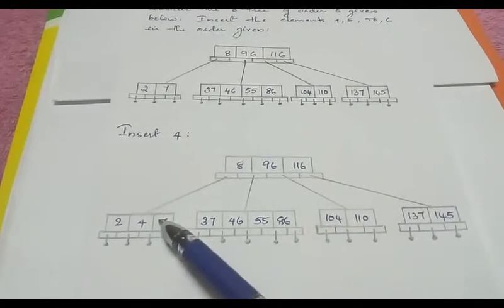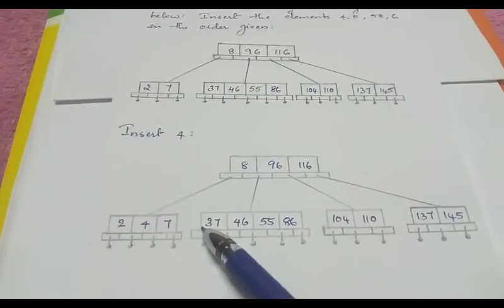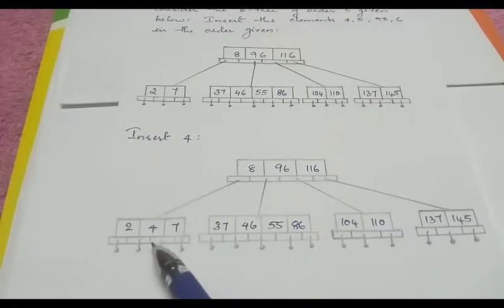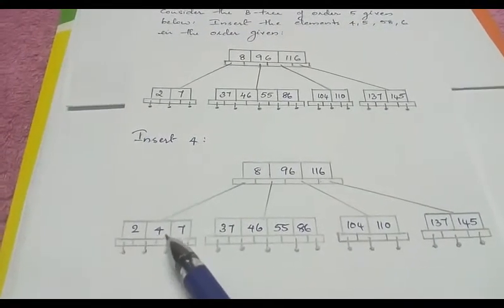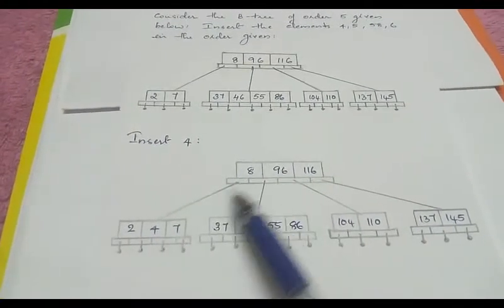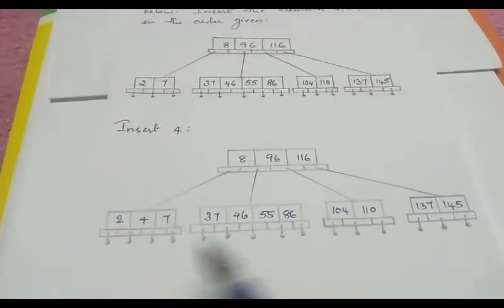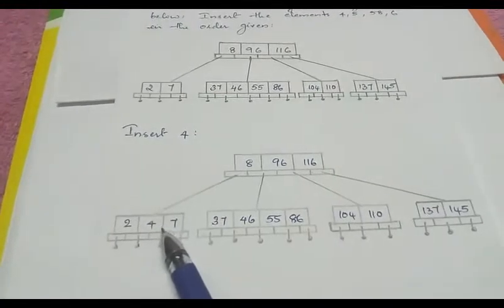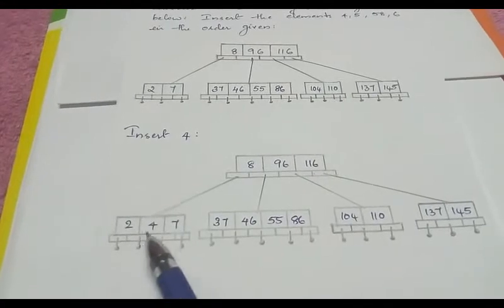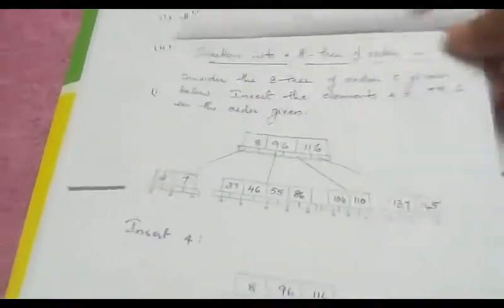Here we have only one node and it has 3 key values. Since the order of this B tree is 5, we can store up to 4 key values in a node. That means we can store one more key value in this node. So 5 will be inserted to the left of 8 and included along with these values. When we write it in ascending order, 5 will be in between 4 and 7. So 2, 4, 5, 7. This is how we will get it.